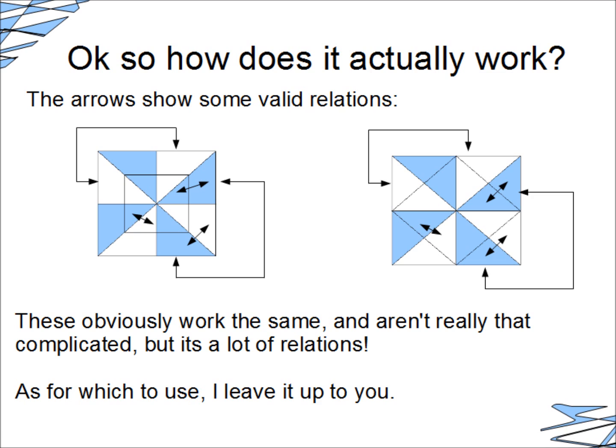Okay, so how does this actually work? Well, these are some of the valid relationships. As you can imagine, things that are clockwise and within the same part of the diagram get to be neighbors. Same logic that we always have been using. Okay? Which one to use? I'll leave that up to you.